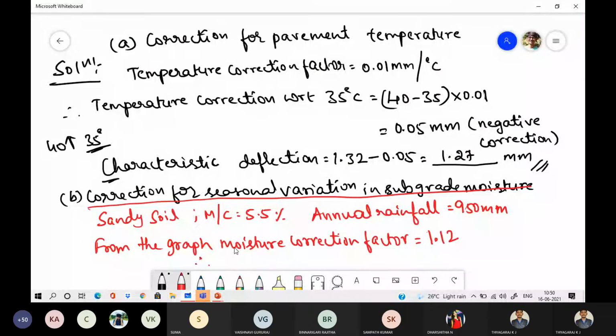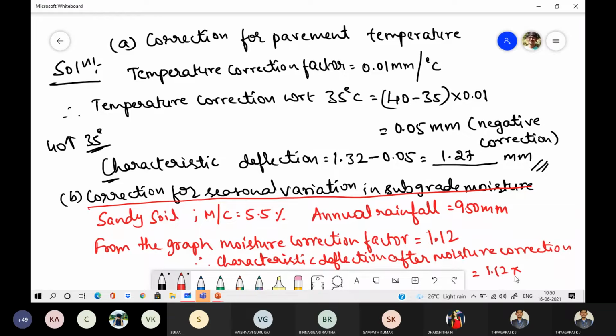Therefore, characteristic deflection after moisture correction is equal to 1.12 into this value, which you have to multiply, the deflection after temperature correction. Check how much you are going to get. 1.42? 0.42. That will be the corrected characteristic deflection.